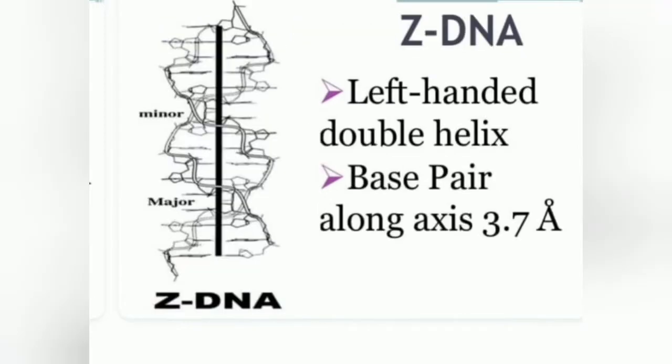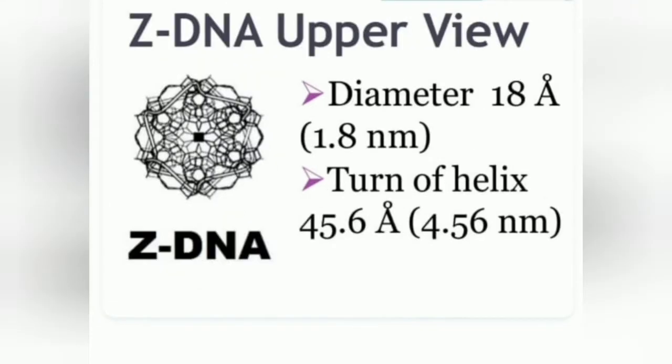And now come to Z-DNA. Z-DNA is a left-handed double helix, with base pair along the axis 3.7 Angstrom, and the upper view of Z-DNA has a diameter of 18 Angstrom, which is 1.8 nanometer, and turn of helix 45.6 Angstrom, which is 4.56 nanometer.